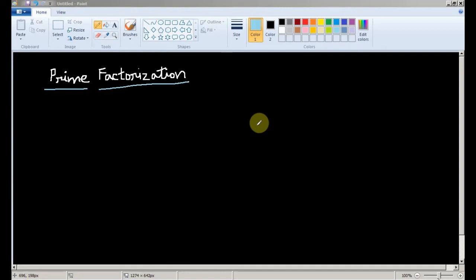Hi friends, in the previous video you learnt about prime factorization and zero division. So the prime factorization is a very important concept. It can help you find two things. Number one, it can help you find GCD of a number, which is also known as greatest common divisor.